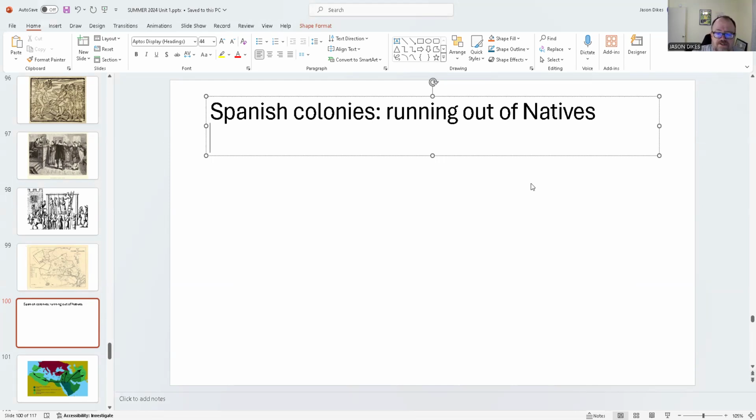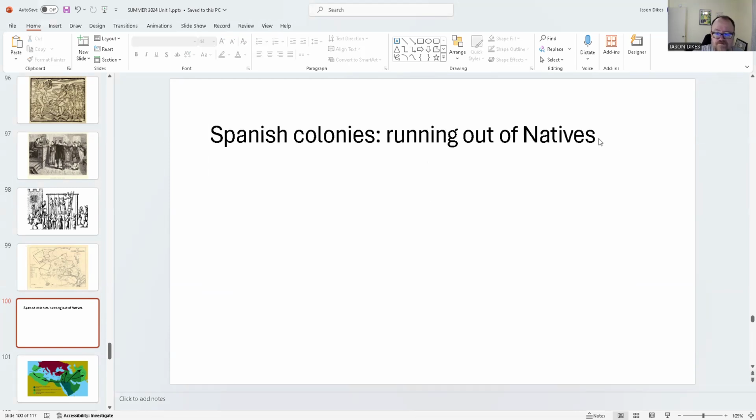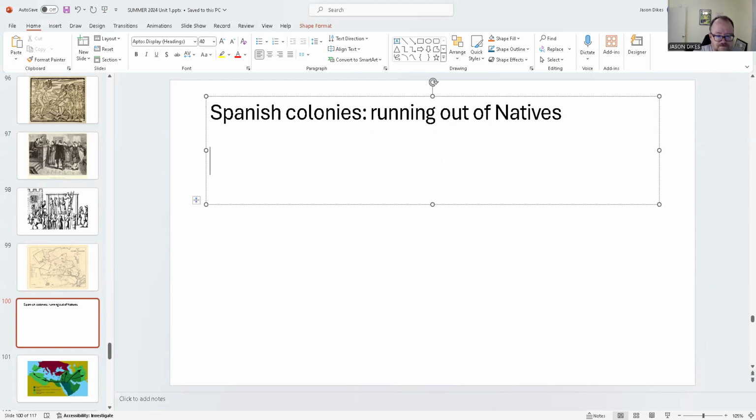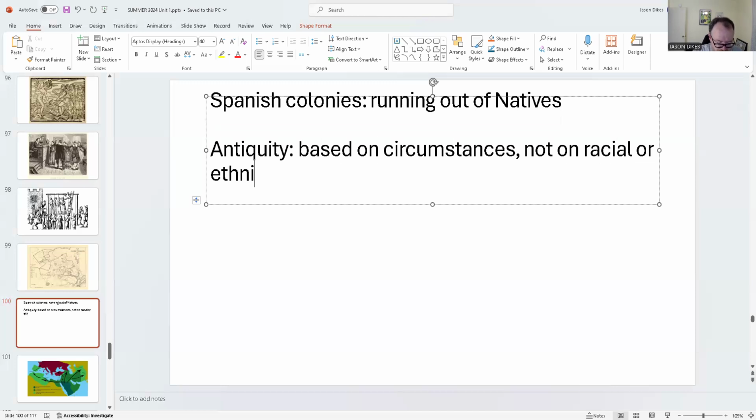Now, slavery has always existed throughout all of recorded history, but there are different forms of slavery. In antiquity, that is to say, old-timey slavery, slavery was usually based on circumstances, not on racial or ethnic characteristics.